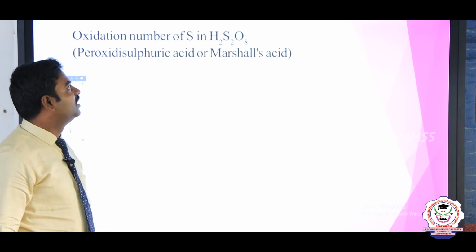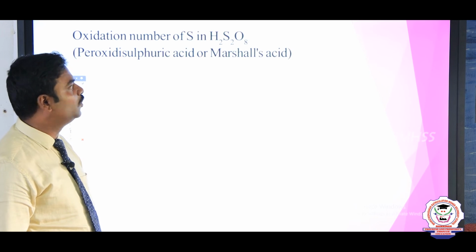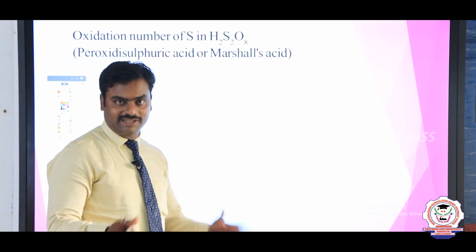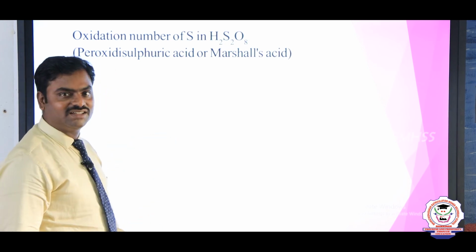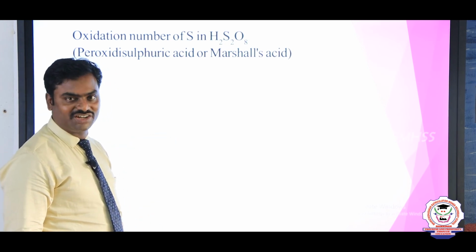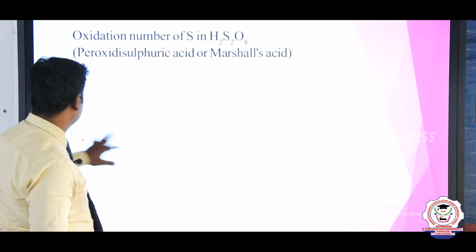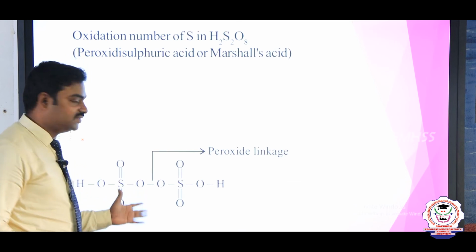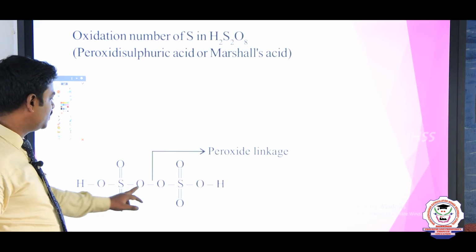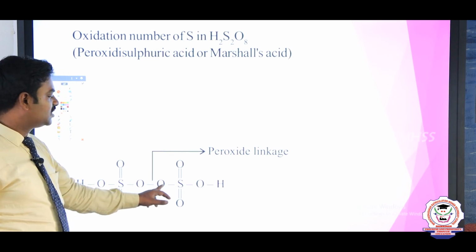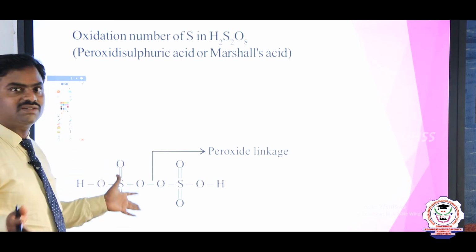The next one, oxidation number of sulfur in H2S2O8, which is generally called Marshall's acid. Here also you must know the structure. Without the structure you can't find out the oxidation state of sulfur. So what is the structure? See, this is the structure of peroxide Marshall acid. Here you can clearly see there are 2 peroxide bonds available. So now how to calculate the oxidation state of sulfur?